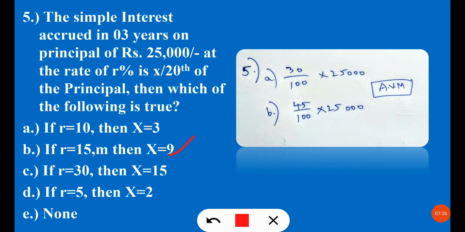Moving to the second option, rate of interest is given as 15%. So 15 into 3 equal to 45 by 100, and x is given as 9. Therefore it is 9 by 20. 5 9s are 45, 5 20s are 100. So this 9 by 20 is equal to this 9 by 20. Hence option B is the suitable option.